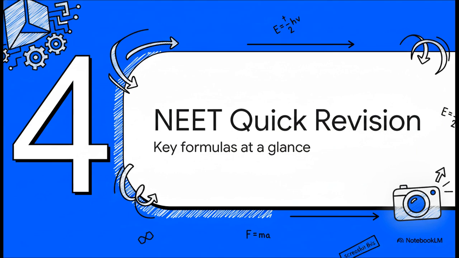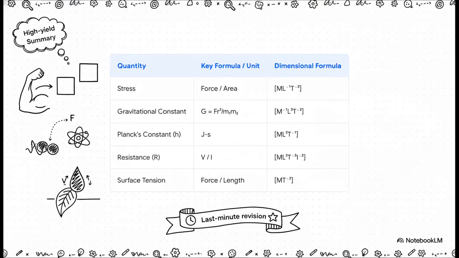You are definitely going to want to screenshot this next slide. This right here is your high-yield summary. I've put together 5 of the most important quantities you will see over and over: stress, the gravitational constant g, Planck's constant, resistance, and surface tension. Your job is to memorize their key formulas and especially their dimensional formulas. This is pure gold for your last-minute study.